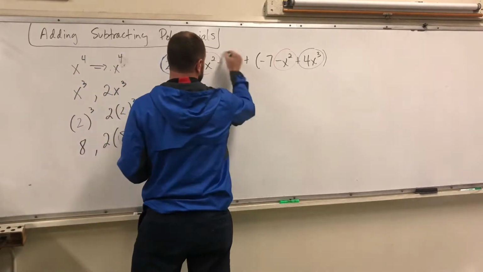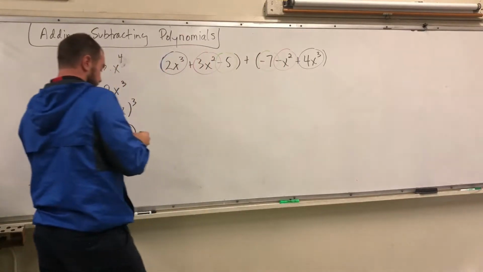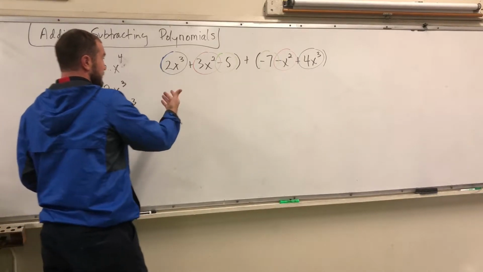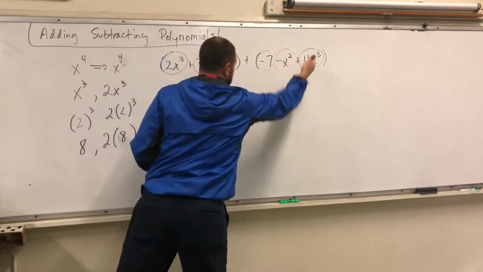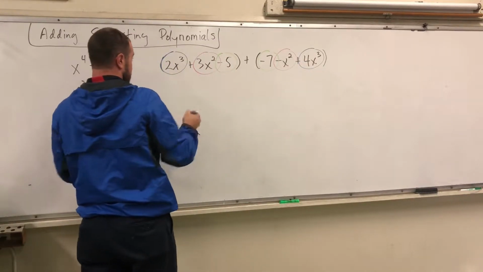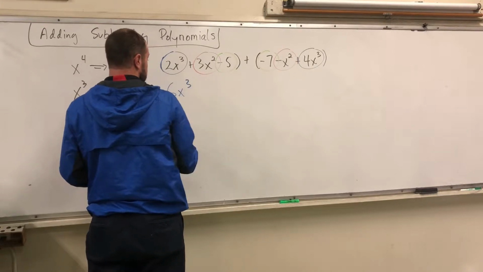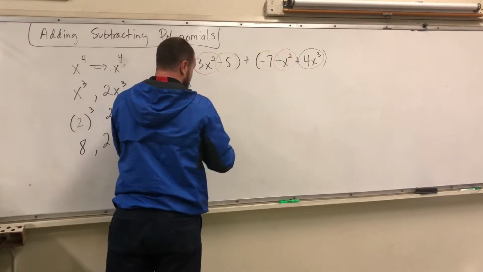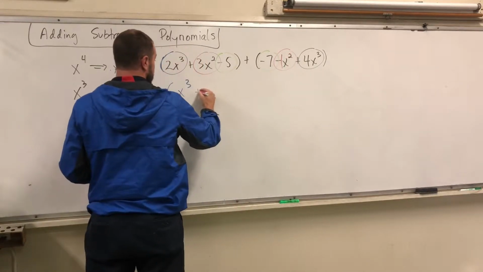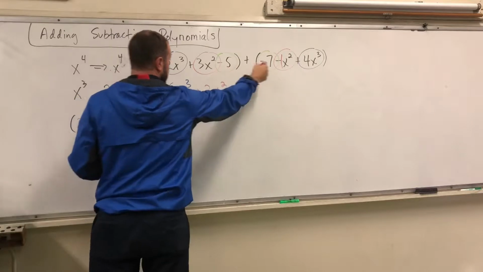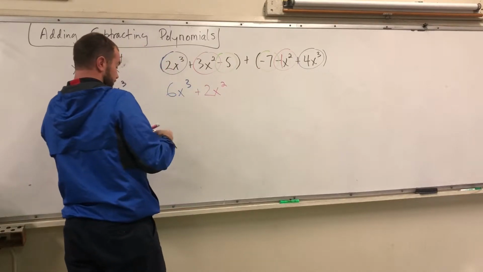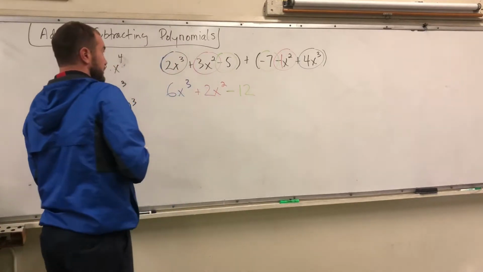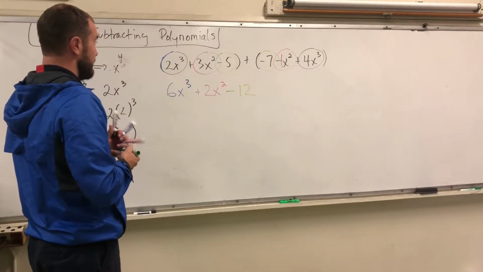We want to evaluate it based on what's like here. And it's just simple, basically adding terms here: 2x to the third plus 4x to the third, let's call it 6x to the third. Plus 3 plus 1x squared, let's call it 2x squared. Minus 5, minus 7, you're adding two negatives, so you have a total of negative 12. And that's when you're adding polynomials.